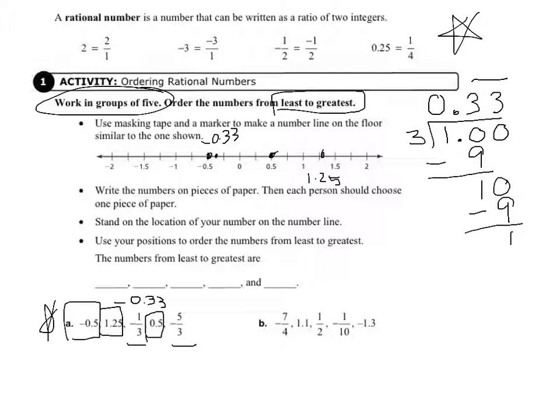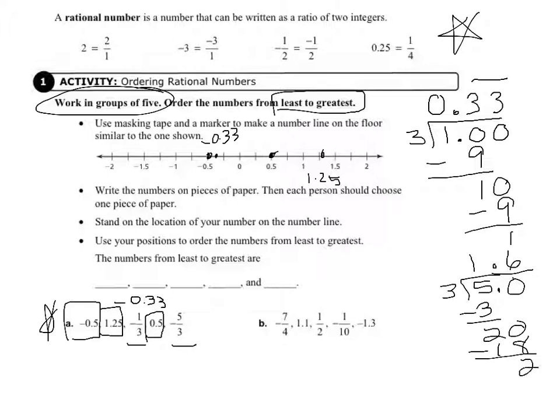And then we do the same thing with 5/3. We take 5 and we divide it by 3. 3 goes into 5 one time. 3 times 1 is 3. 5 minus 3 is 2. We bring down that 0. 3 goes into 20 6 times. 3 times 6 is 18. 20 minus 18 is 2. And we can see that this is going to continue to repeat.